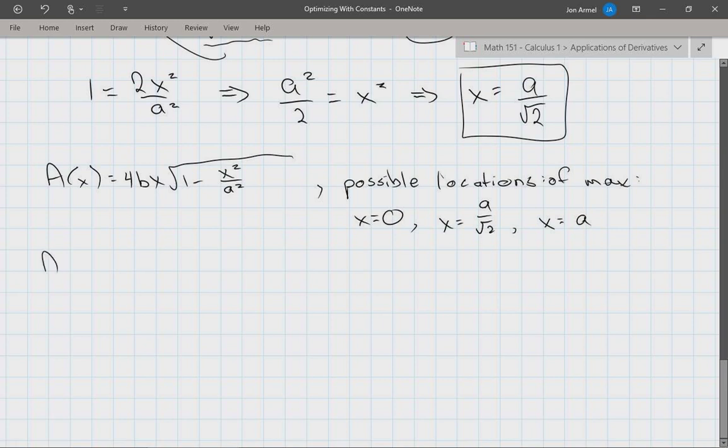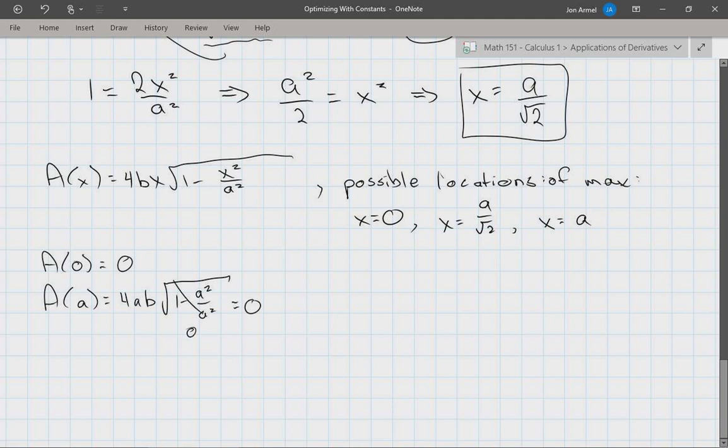So we find A of 0. Well, that's 4 times b times 0 times 1. So that's going to be 0. Let's do A of little a. So that's going to be 4 times x, which is a, times b, times the square root of 1 minus a squared over a squared. Oh, but a squared over a squared is 1, so that part becomes 0, and the whole thing is 0.